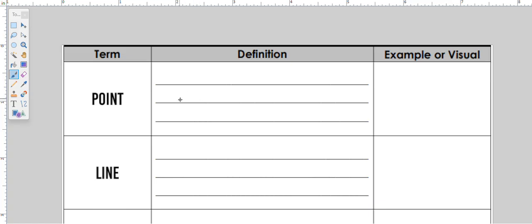So the first thing we're looking at is a point. Remember, a point is a location with no size or shape. It is considered a location, but it really has no size or definitive shape.